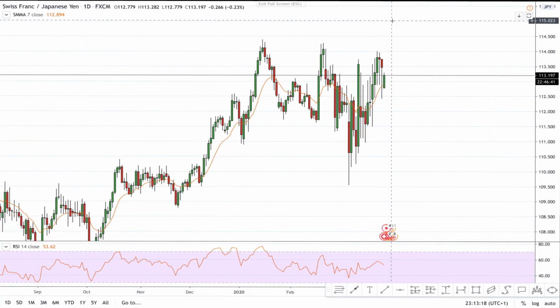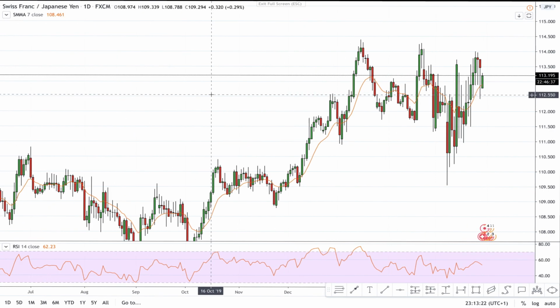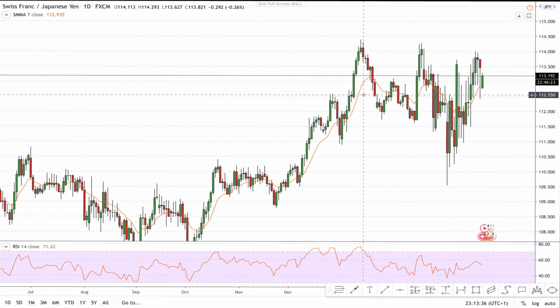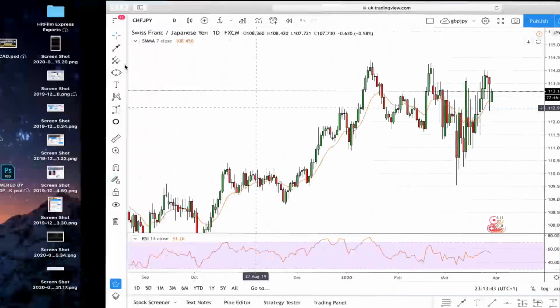Today we're going to be doing a new top-down analysis in 2020 of how to perform the correct top-down analysis for yourselves. We will be doing it on the Swiss franc. First, the Japanese yen markets have just opened. It is currently the 29th of March, Sunday, so markets opened an hour ago. A bit of a market gap on this currency pair, but nonetheless, let's get into this top-down analysis for 2020 now.